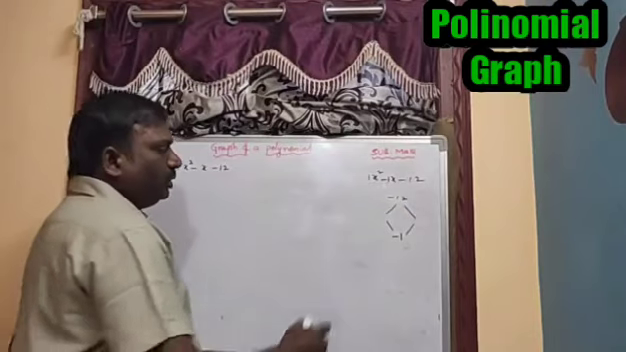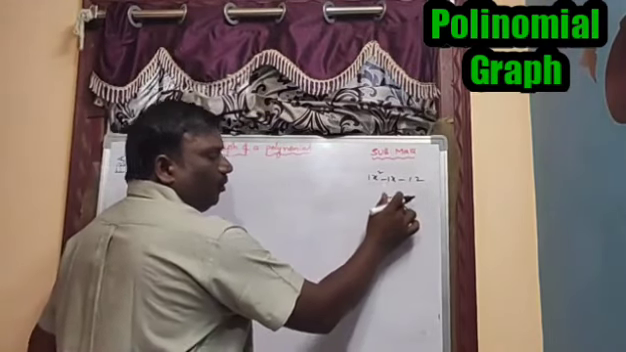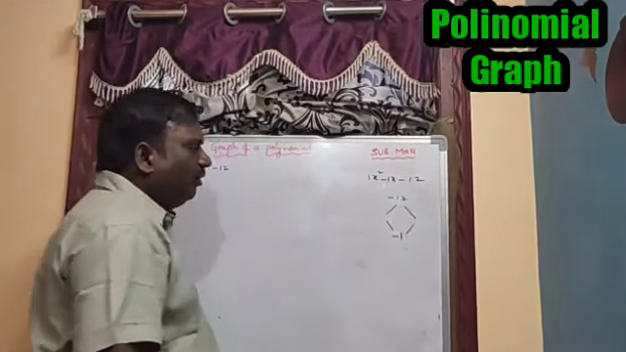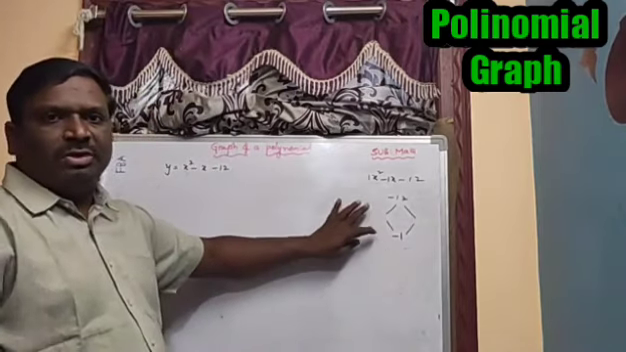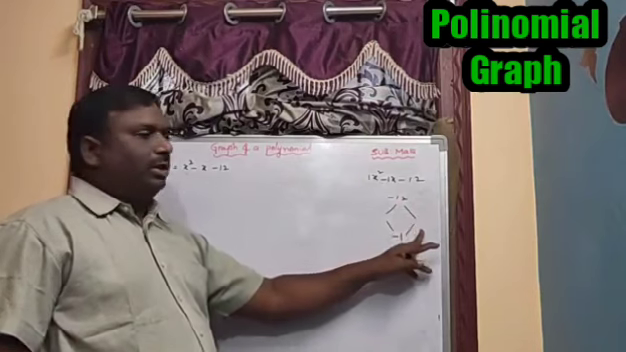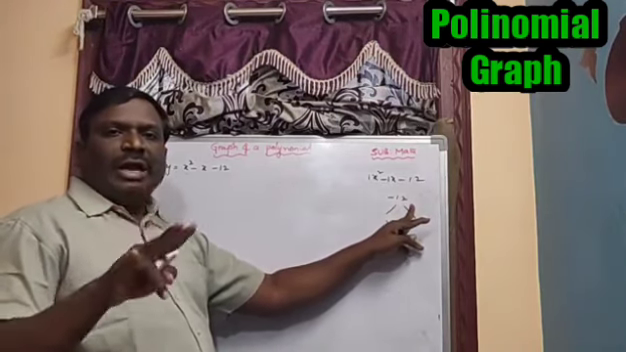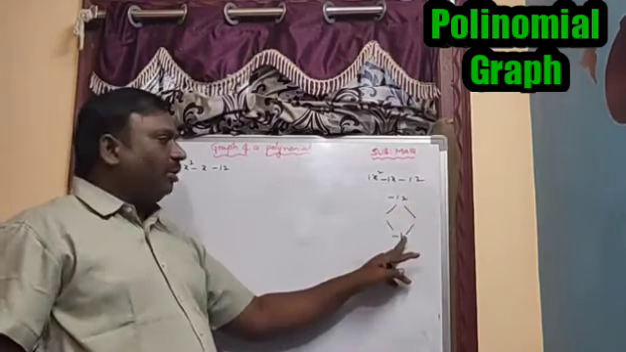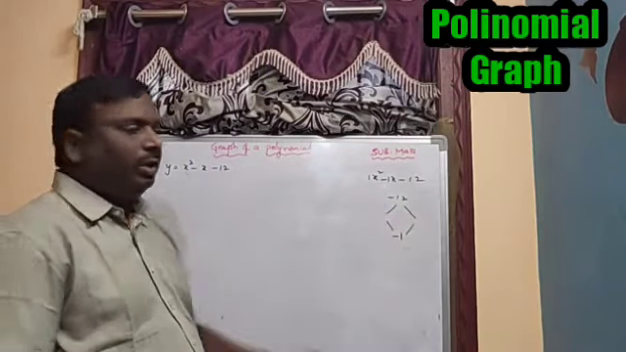Minus 1. So now 12 factors. Leave it about symbols. Negative symbols leave it about. 12 factors. 6 and 2 are there. 4 and 3 are there. When you take 6 and 2, if you add or subtract 6 and 2, you will not get minus 1. Then we have to take 4 and 3.